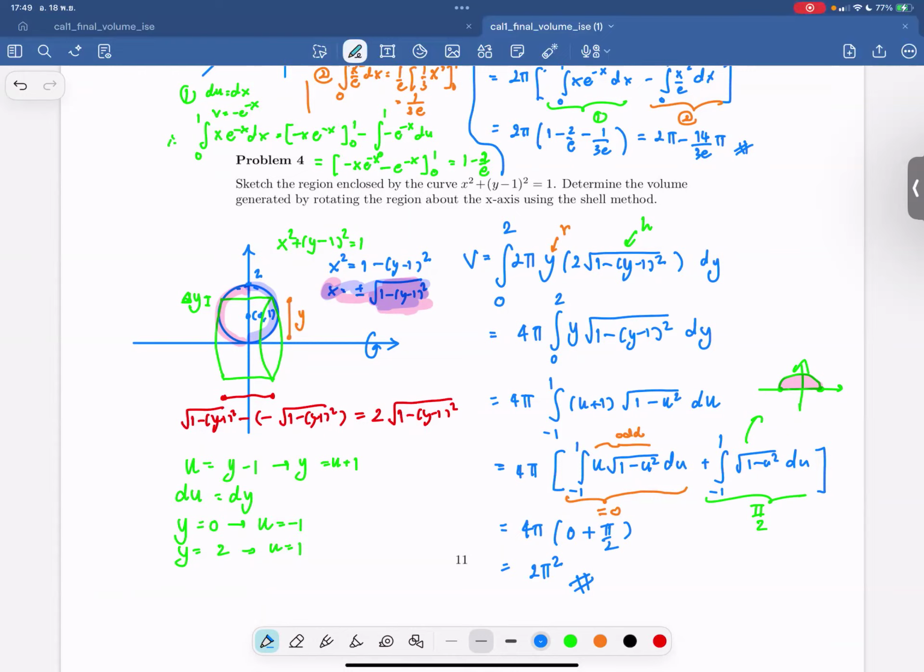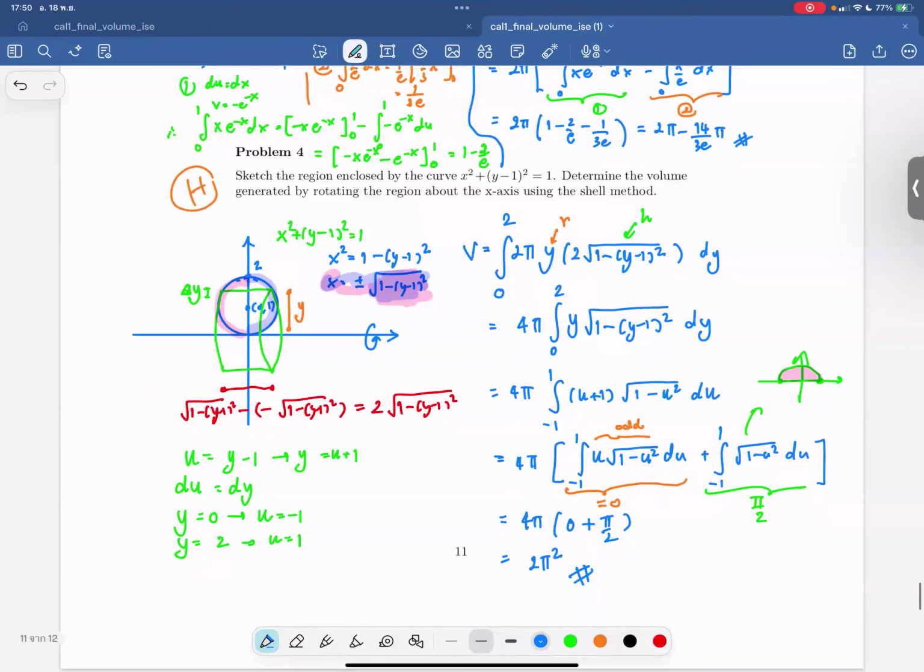Okay. Is there any question? I guess this one might be harder than your exam. Okay, if there is no question, I may move to the last two problems.